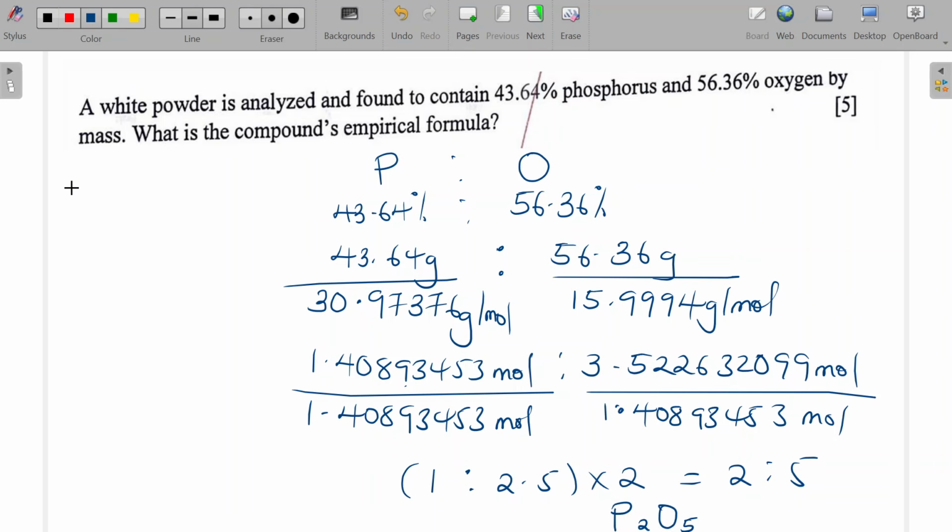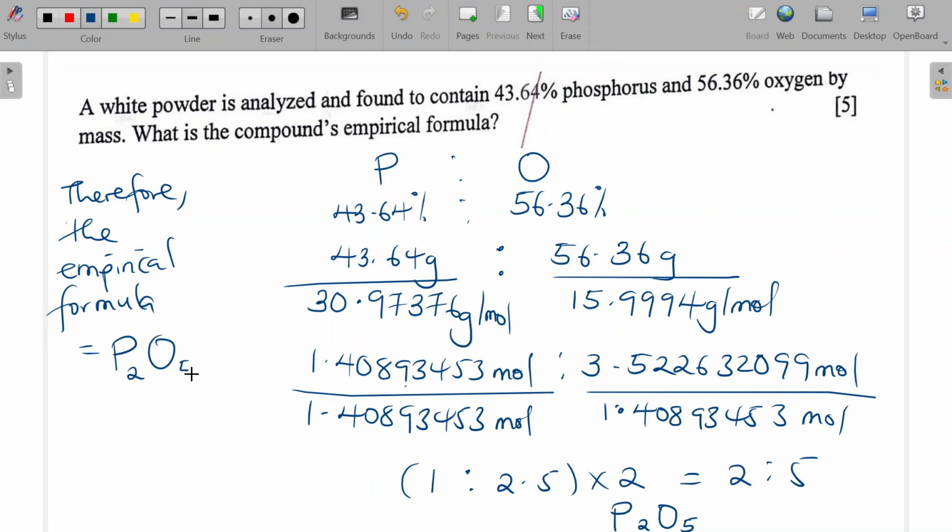Therefore, the empirical formula is P2O5, and you are done with the first question. Clear?